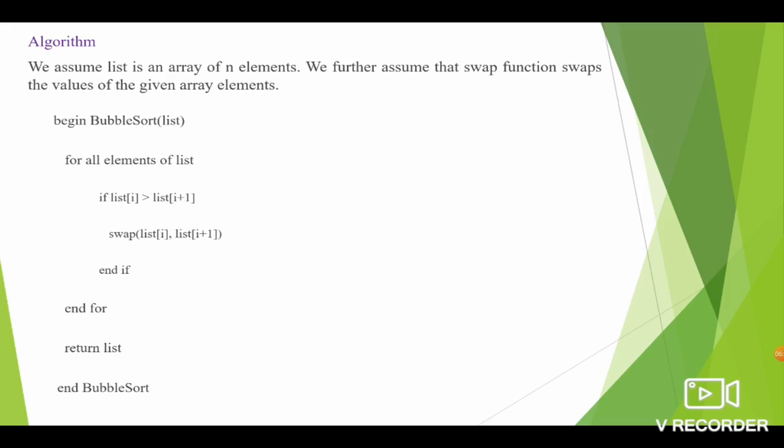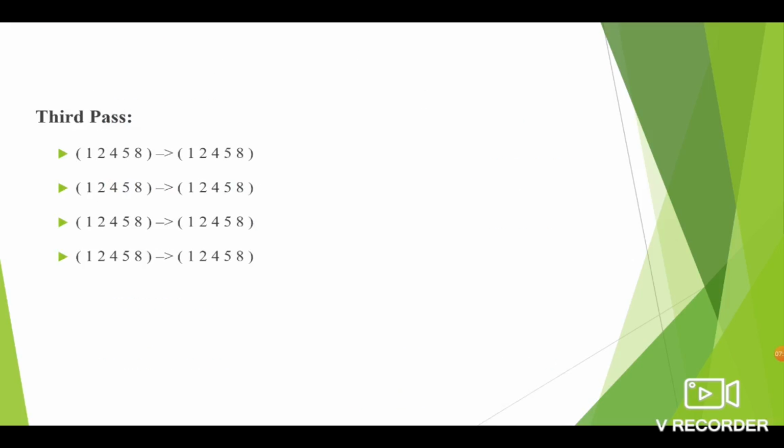Now we are going to see an algorithm for bubble sort. Assume we have n elements in the list and we are using a swap function to interchange the elements. For all elements of the list, you have to compare the adjacent elements, that is list of I is compared with list of I plus 1. If they are not in order, that is if list of I is greater than list of I plus 1, then you have to interchange them, you have to swap them. This process is repeated for all the elements until all the elements become sorted.